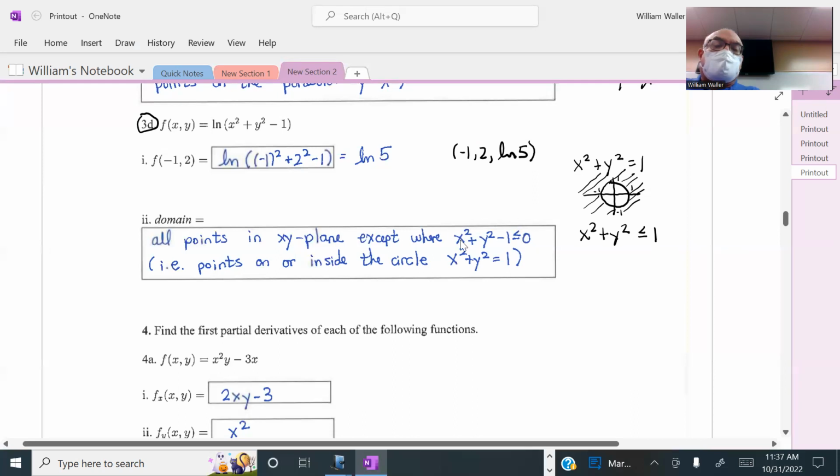So if you solve this inequality, what that means is you're going to throw out points that are on or inside the circle x squared plus y squared equals 1. That's just the unit circle, the circle centered at the origin with radius 1. And so we have to throw out points inside the unit circle, because when you plug those coordinates into this expression, you'll get 0 or a negative number. So your domain ends up being this shaded region here.